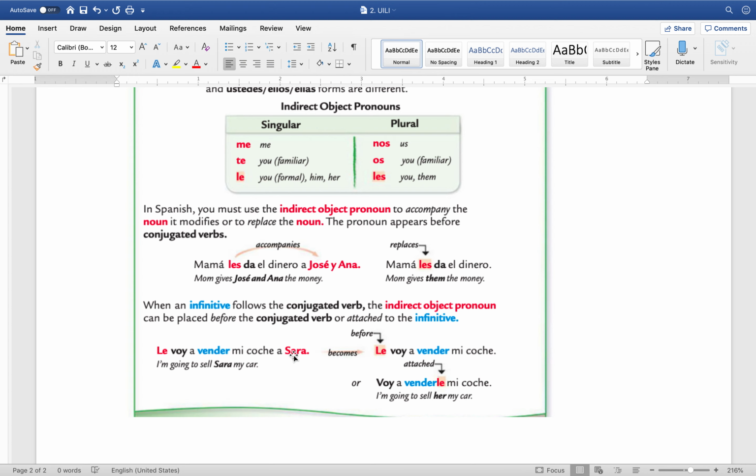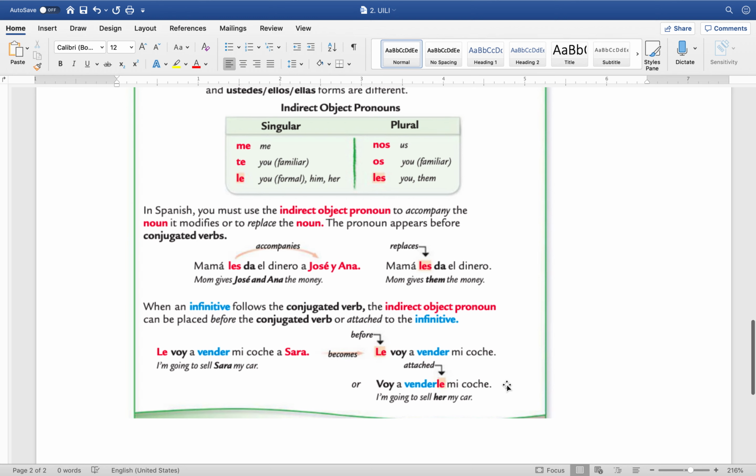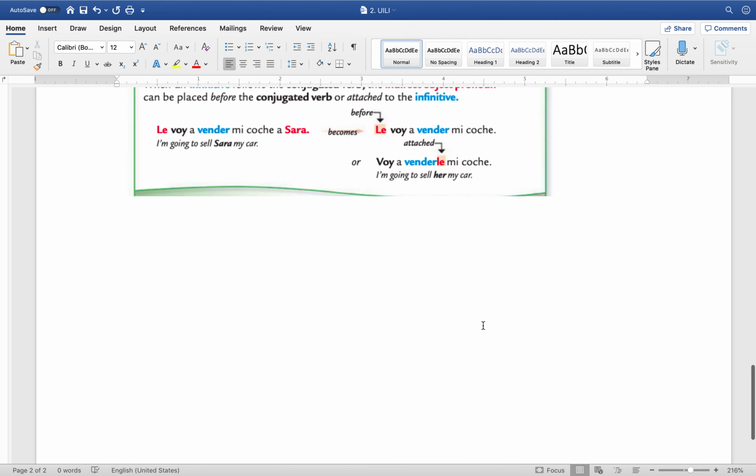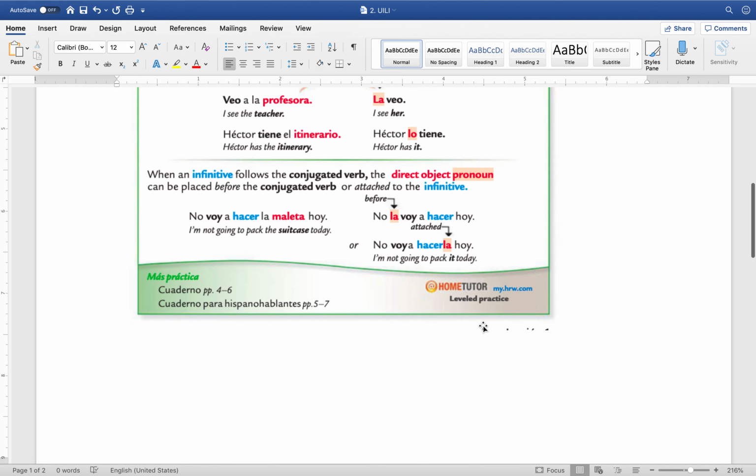Again, you can leave Sara there, or you can leave it out. It makes sense in Spanish, as long as we know who we're talking about. Or you attach the le to the infinitive. Voy a venderle mi coche. And you can say again a Sara, or just leave it out. Okay, that's up to you. As long as we know who you're talking about, you can leave the name out. All right, so this is the lesson for today.